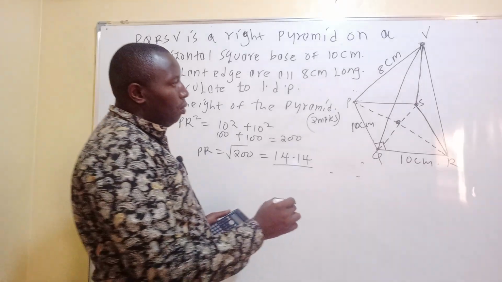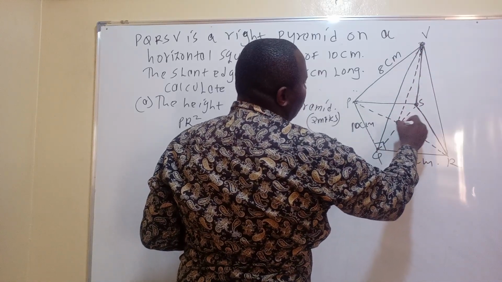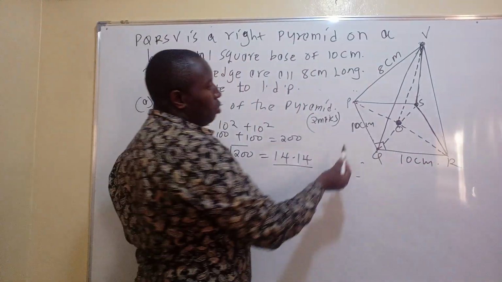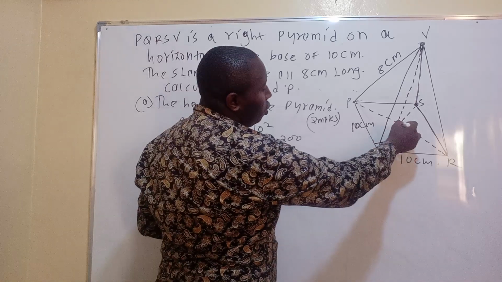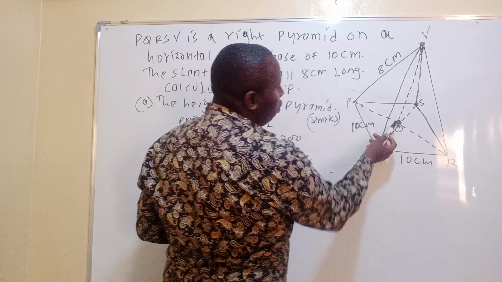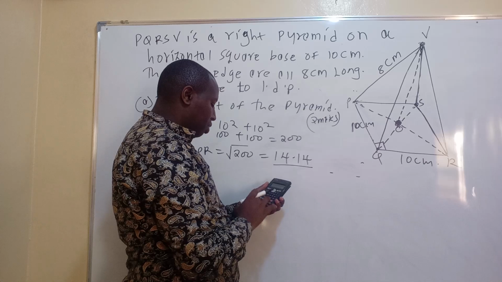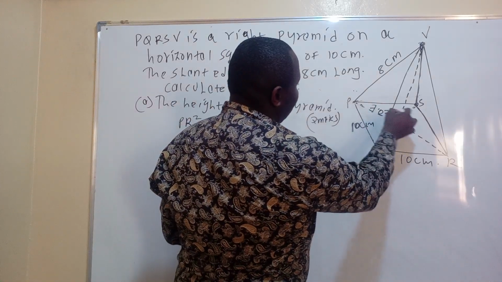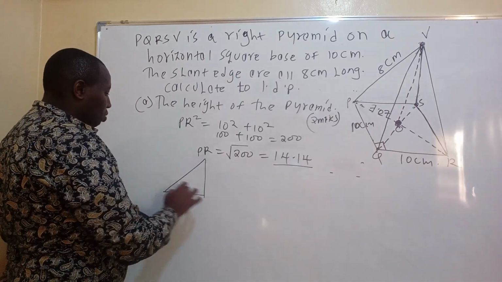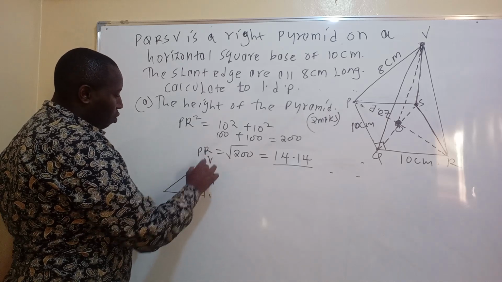So what you do, you drop the perpendicular height all the way from point V. There's V, let's say this point is O. VO is perpendicular to the line PR at point O. And because they are equal, O is the center, meaning PO is half of 14.14. So 14.14 divided by 2 becomes 7.07. Now you are looking for this height, that is VO.